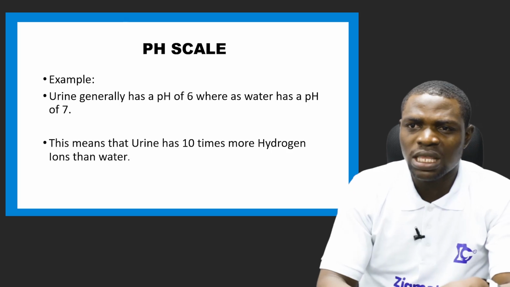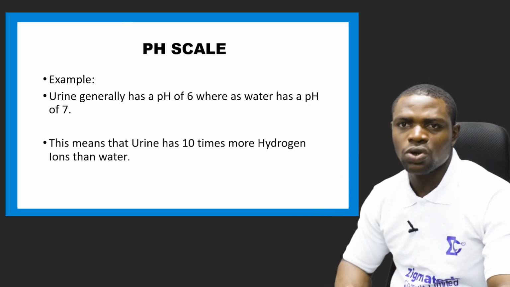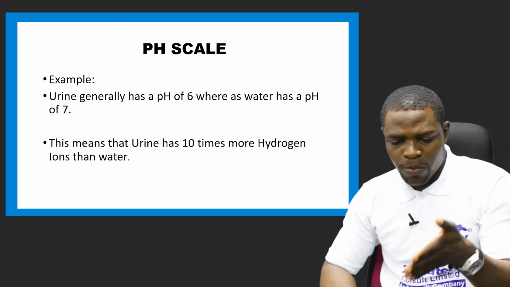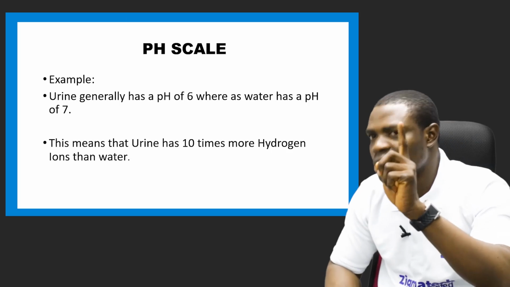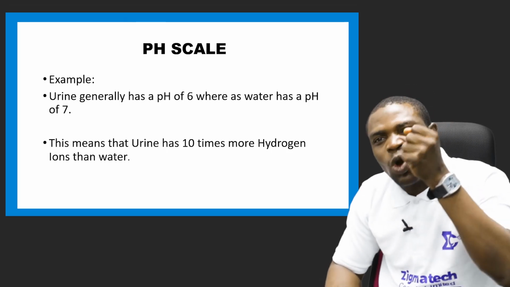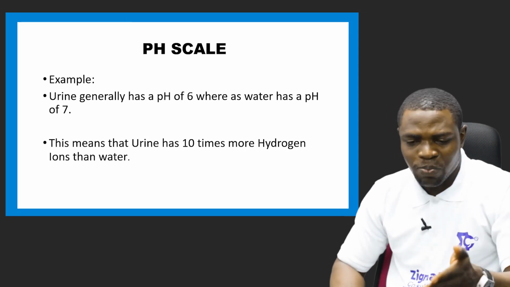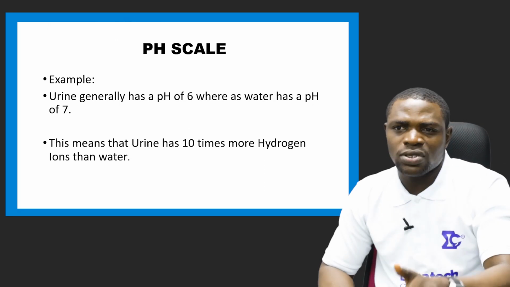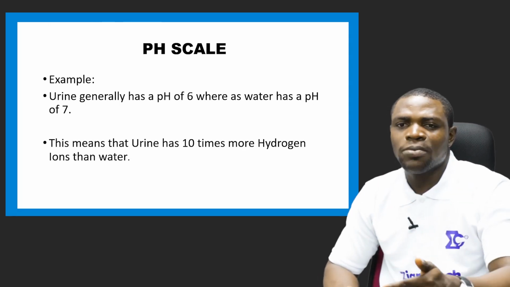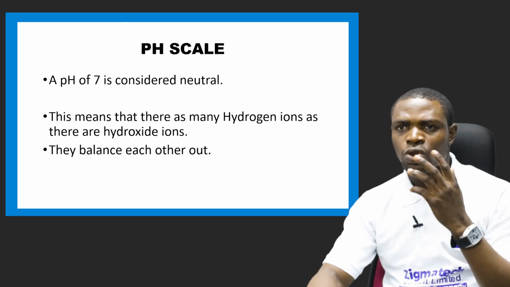And this means that urine has 10 times more hydrogen ion than water. So urine has a general pH of 6. So it means urine is acidic, but not a strong acid. Urine is never a strong acid. Please don't make that mistake. It has a pH of 6, although it's 10 times higher in terms of ion content than water. So you need to know this.